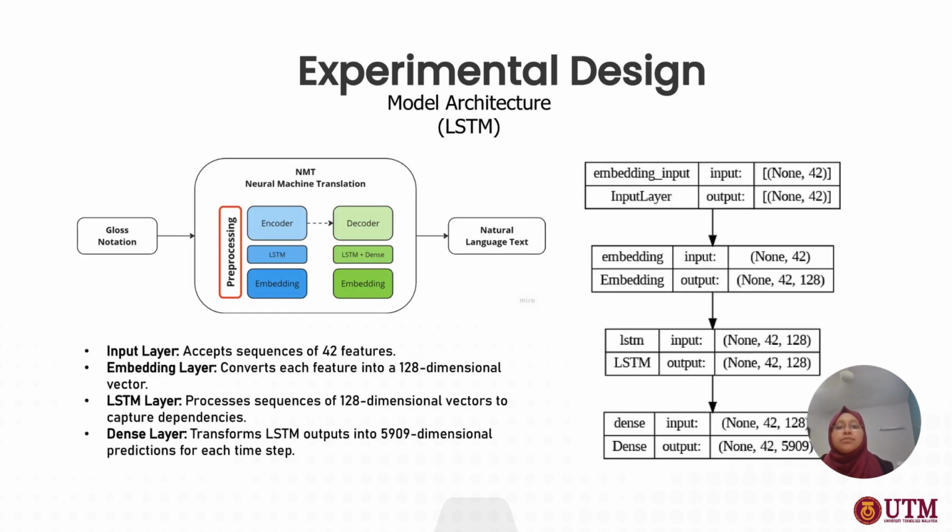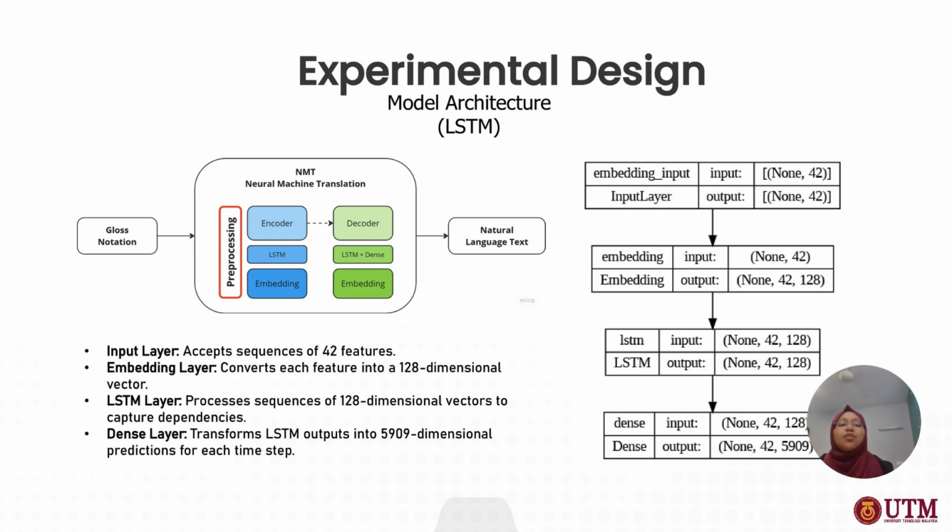Similarly, in the LSTM model architecture, we see one less layer than the GRU model. In the input layer, it will accept a sequence of 42 features. In the embedding layer, it will convert each feature into a 120 dimensional vector. The LSTM layer will process the sequence into 120 dimensional vectors to capture the dependencies. And finally, the dense layer will transform the LSTM output into 5909 dimensional predictions for each time step.